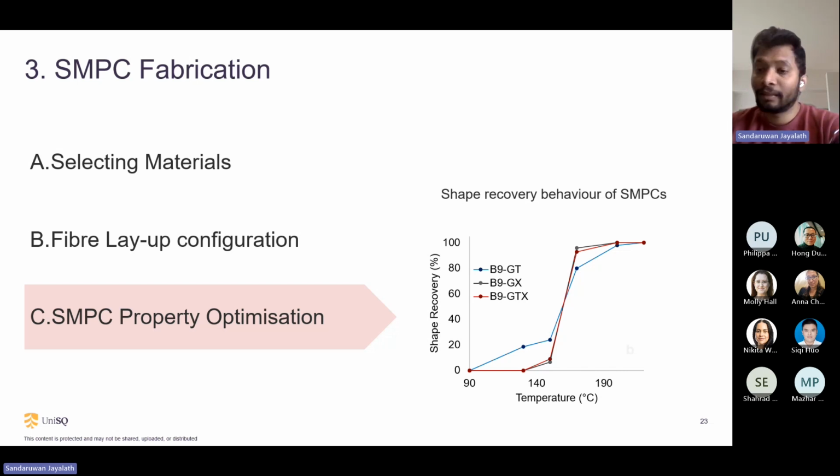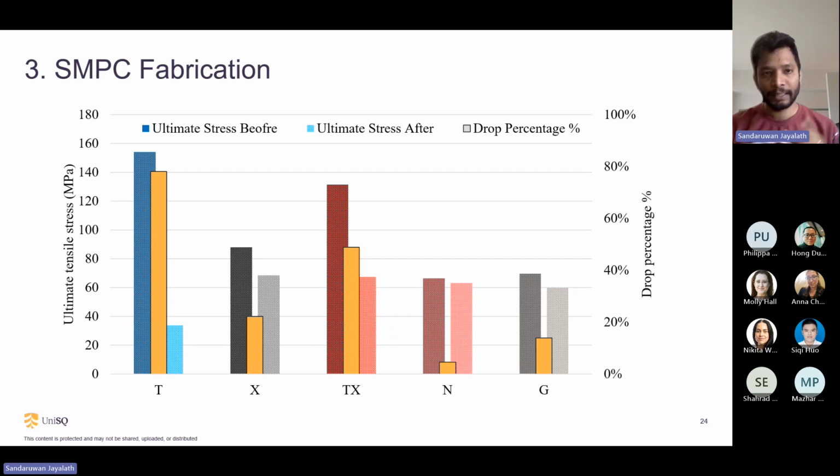We also checked the mechanical properties before and after. I have presented here only the ultimate stress before and after. As you can see, I have put another two at the end, N and G. These are the neat shape memory polymer, and the graphene filler included shape memory polymer. And you can see the other different fiber layers here as well. The largest percentage drop in properties can be seen in the T configuration, and the smallest drop in the X configuration because of this scissor-like movement. And in the middle, there's TX.